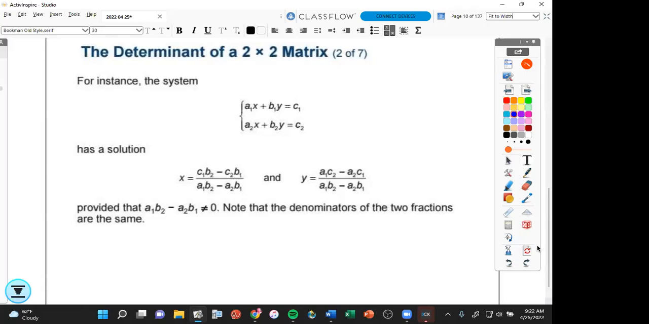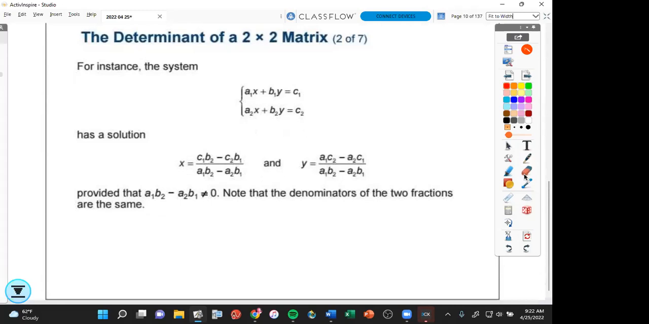X is equal to c1 times b2 minus c2 b1, divided by a sub 1 b sub 2 minus a sub 2 b sub 1. What's that bottom? That's the down diagonal minus the up diagonal, right? Okay. So that right there is the determinant.